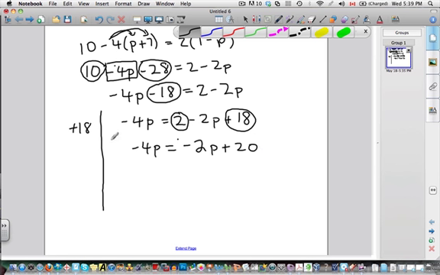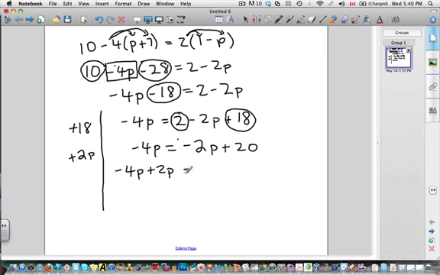I want to put them on the left. I want them over here. So in the same way, I can add 2p. That will get me to 0p. So I'm going to add 2p to both sides. Negative 4p, I'll do it like this to make it a little more visual. Negative 2p. I can put the 2p right after. It doesn't matter, as long as I add the 20 on at the end.